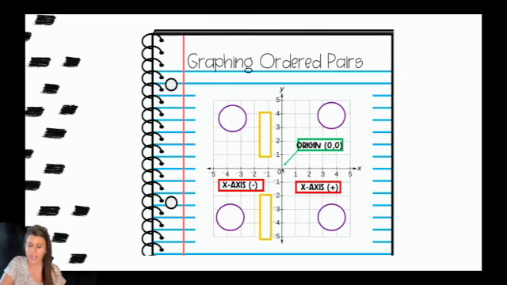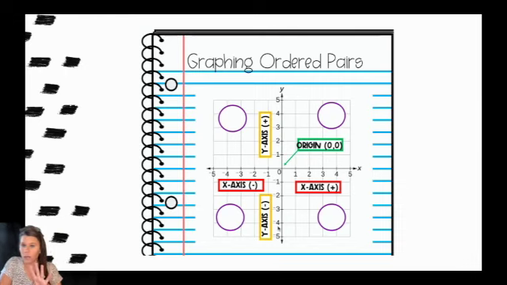Then we have our y-axis. It goes vertically up and down. The top part is positive and then the bottom part is negative. And you can tell these just by looking at the numbers. So you'll see all positive here, negative here, negative here. And then we have what we call our quadrants.